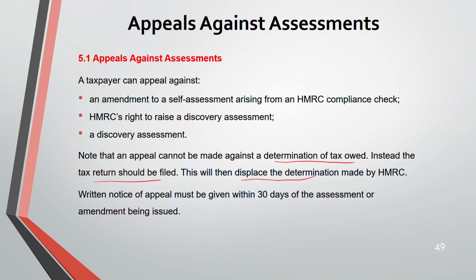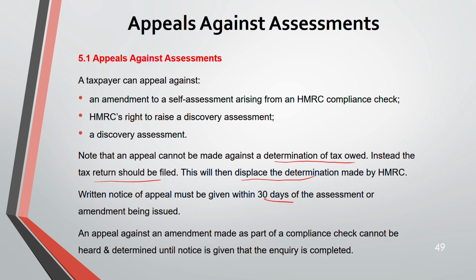And this written notice of appeal has to be given within 30 days of the assessment or amendment being issued. And for an appeal against an amendment made as part of the compliance check, you are making an appeal because they are amending because of the compliance check. This cannot be heard and determined until notice is given that the inquiry is completed. Remember, your inquiry has to be completed, then only you can appeal. While the inquiry is running, in between you can't make the appeal.